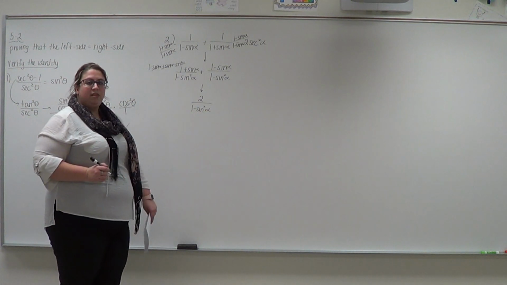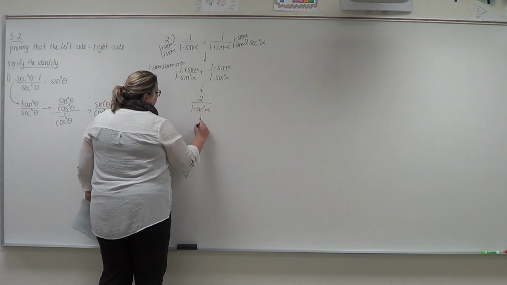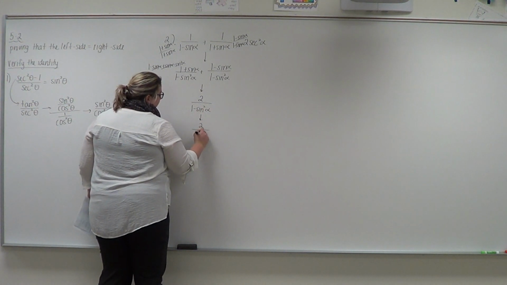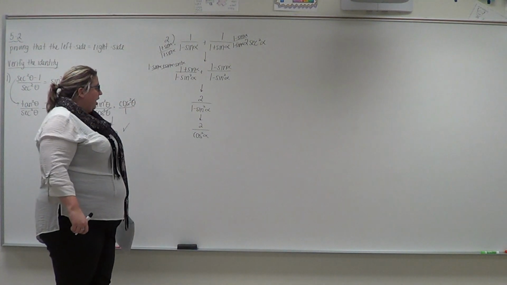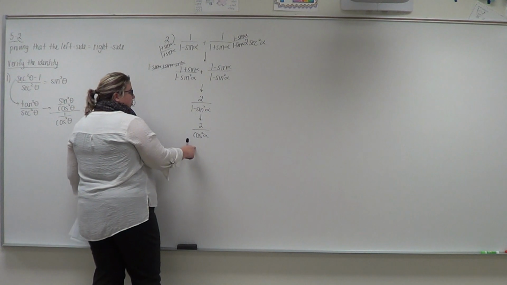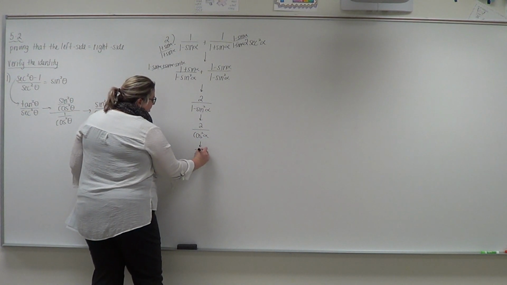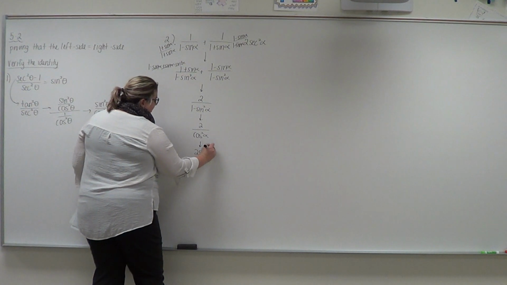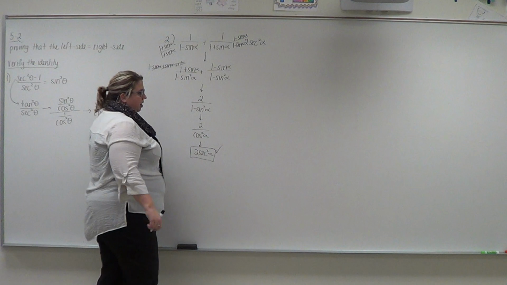Okay, well if you go look at your Pythagorean identities, 1 minus sine squared changes into cosine squared. The reciprocal of cosine is secant, so 1 over cosine squared would be secant squared. Since I have a 2 up there, this just becomes 2 secant squared, which is what I wanted, so I'm done.